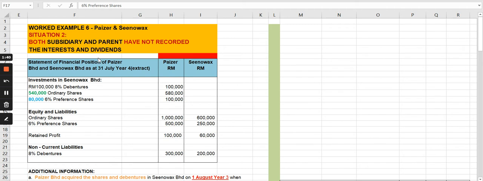No record in the books of the subsidiary. There is no liability yet shown relating to the dividends. If you can see here, there is no information on current liabilities, and no record has yet been made by the parent to account for the interest or dividend receivable from the subsidiary. So what we need to do now is to see what should have been done in this scenario.